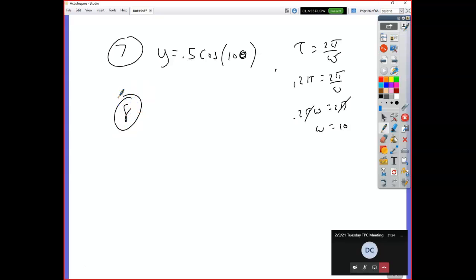Eight. What's the answer, Mr. Cassini? I got y equals 1/5 cosine 5 theta. Anybody disagree? Looks good to me. Questions, thoughts? Just 5 theta. 1/5 cosine 5 theta. Yep. Piece of cake, right? All good?